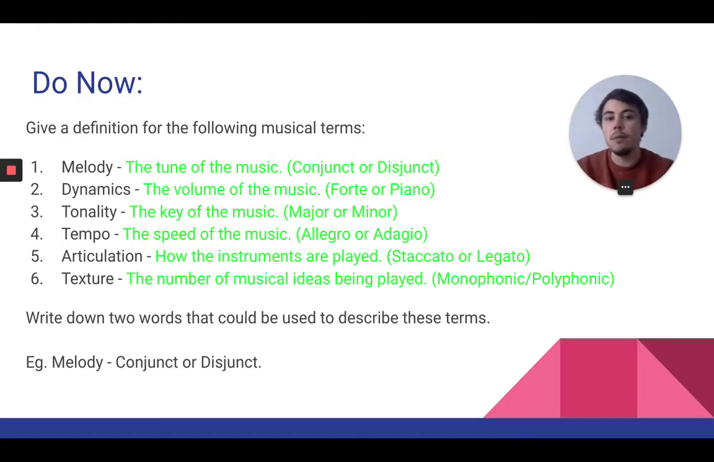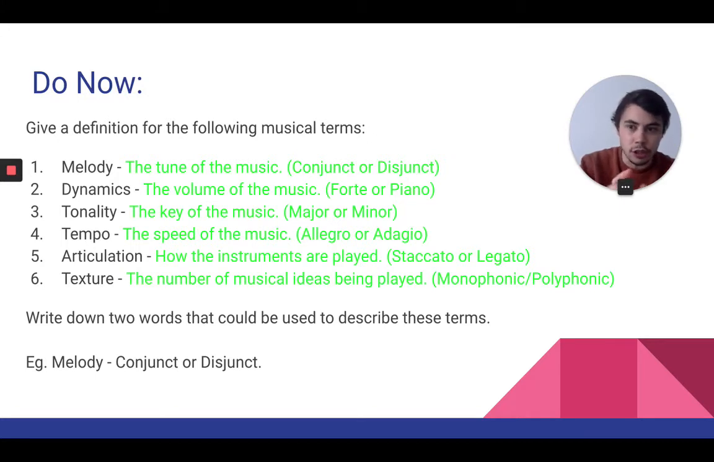The speed of the music, allegro or adagio, fast or slow. I'd accept presto. I'd accept moderato. I'd accept lento. Whichever ones you've used, you'll know if they're correct. Articulation, the answer to question 5, how the instruments are played. We'd then describe them as staccato or legato. And texture is the number of musical ideas being played at the same time. So we're looking at monophonic, one musical idea, polyphonic, many musical ideas, or you could have had homophonic, the same musical idea. Make sure you've got those green penned and that you're ready for the rest of the lesson with all of that knowledge.